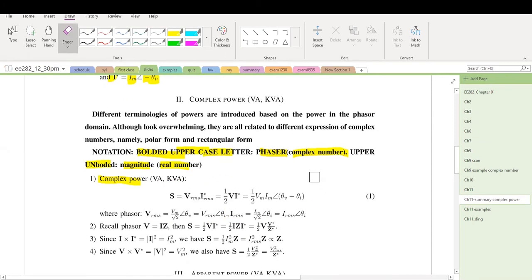Next, let's introduce different terminology of power, which means apparent power, real power, and reactive power. And all of this sounds very overwhelming. But if we look at the expression of complex numbers, they are all related with polar form and rectangular form. So we try to relate the expression of complex numbers and the physical meaning of the power. In that way, hopefully it will help us understand the different meanings of the power.